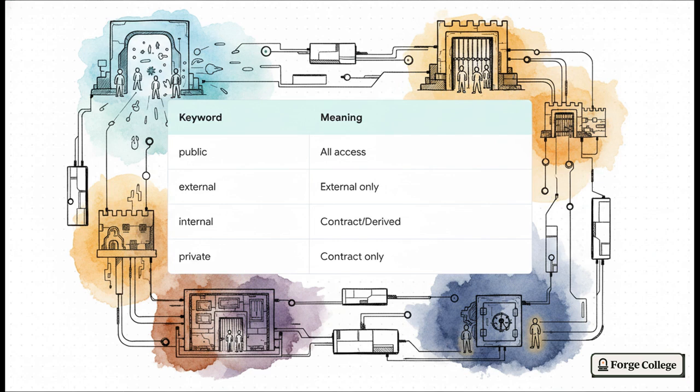Public means all access. Anyone, anywhere can call it. External means only external users or other contracts can call it, but not the contract itself. Internal means only the contract and its derived child contracts can use it. And private, that's the ultimate lockdown. Only this specific contract can see or use that function. Choosing the right visibility is absolutely crucial to keeping your state variables safe from unwanted interference.